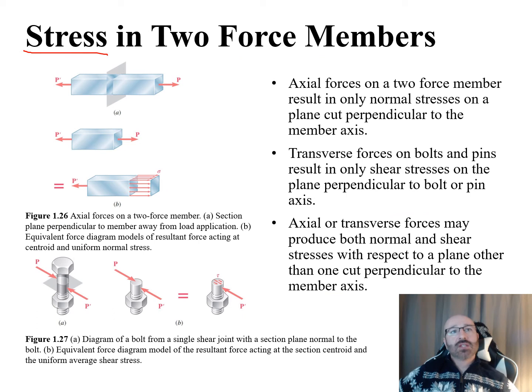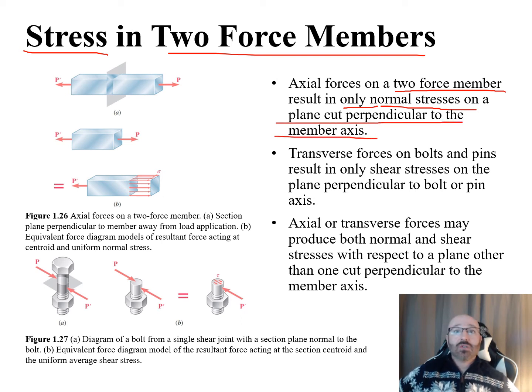So now let's take a look at stress in a two-force member. One thing to note here is axial forces on a two-force member result in only normal stresses on a plane cut perpendicular to the member axis. We can see this illustrated in figure 1.26. There we have a member, you can see the two forces P and P prime, and a perpendicular cut right through there. Break it apart into sections, you can see the middle diagram, and this is equal to, and now you can see our stresses acting perpendicular to that member axis.